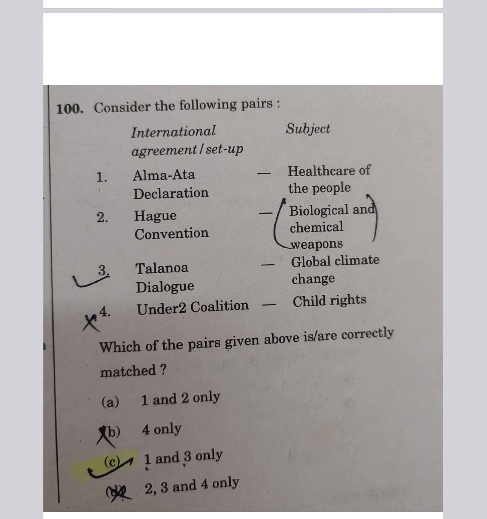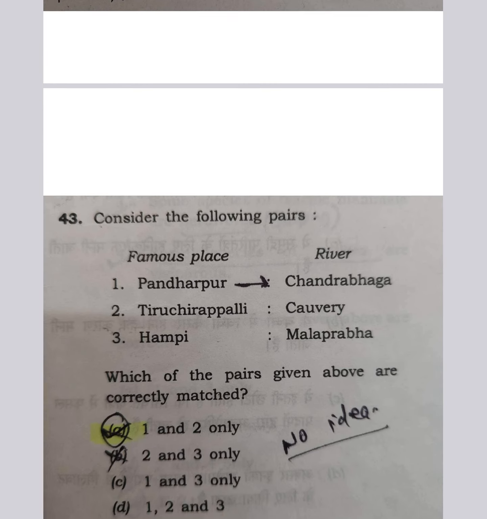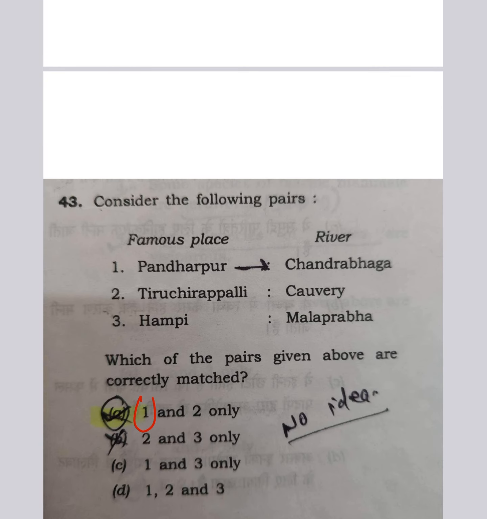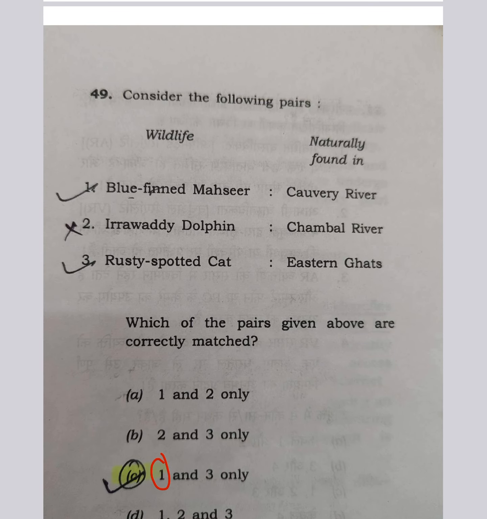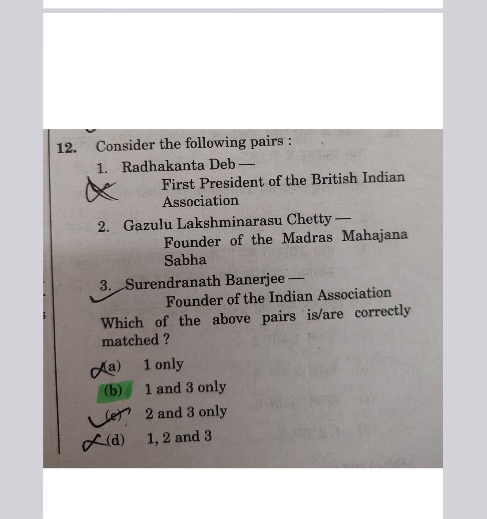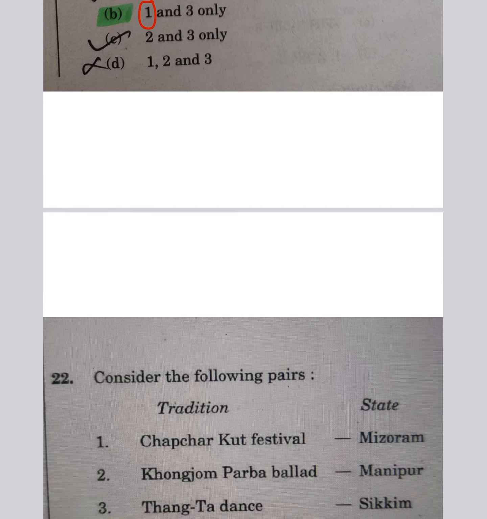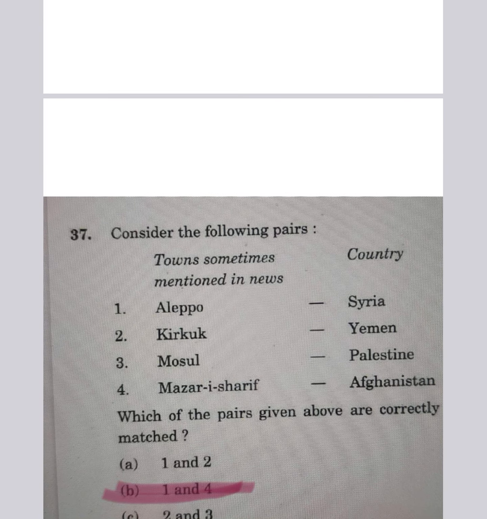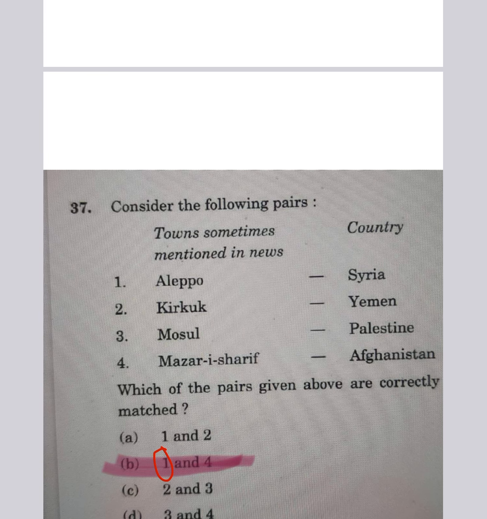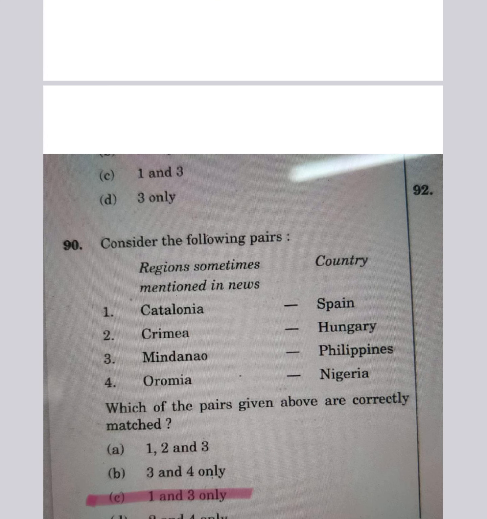So you can see this is another example. 1 is always correct, and the answer is 2 pairs. Here also 1 is always correct. If you see, 2 pairs correct, 1 is always correct. 2 pairs correct, 1 is always correct. 1 is always correct, 2 pairs are correct. See, 1 is always correct, 2 pairs. Okay.